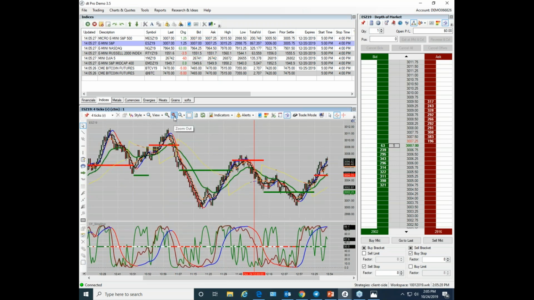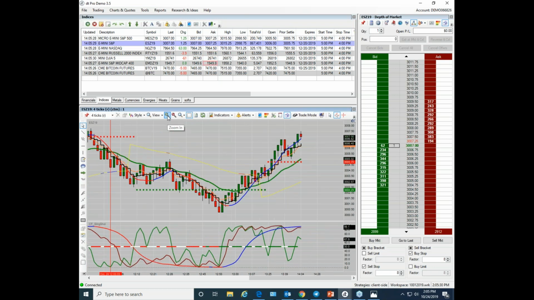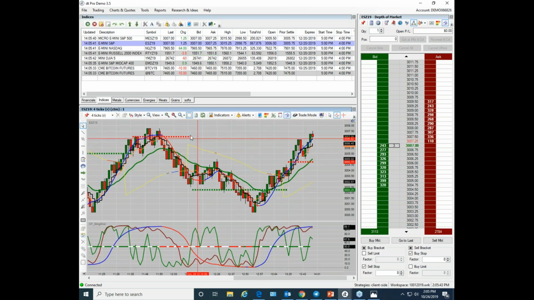Number one, zoom out, see if we're trending. If you're not sure, dynamic support and resistance will help. Breaking dynamic resistance in this example gives you some confidence that maybe we're trending. Also get in the habit of looking left. This will tell you a little bit more of what's going on.